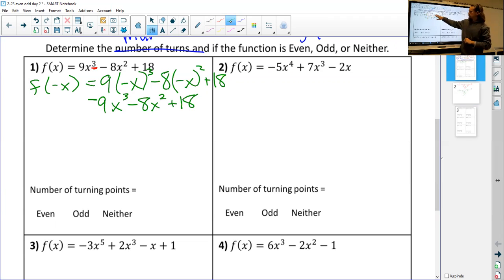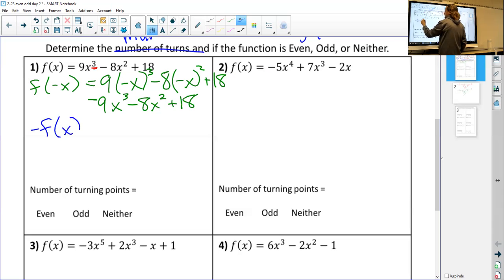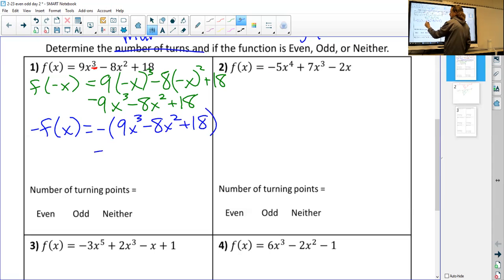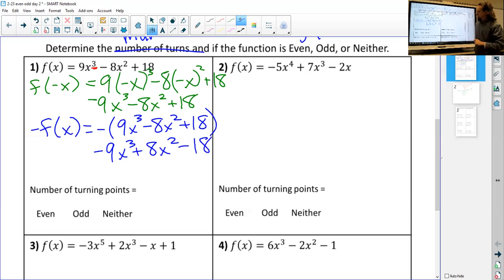So you don't mess with the coefficients as far as the numbers. All we look at is what happened to the signs. That's the big thing to look for: what happens to the signs as we do f of negative x and negative f of x. Now negative f of x is just the negative version of the entire thing: negative of 9x to the third minus 8x squared plus 18. I'm going to flip all my signs. So negative 9x to the third, negative and a negative becomes plus 8x squared, and negative plus 18 becomes negative 18. So there's my negative f of x.